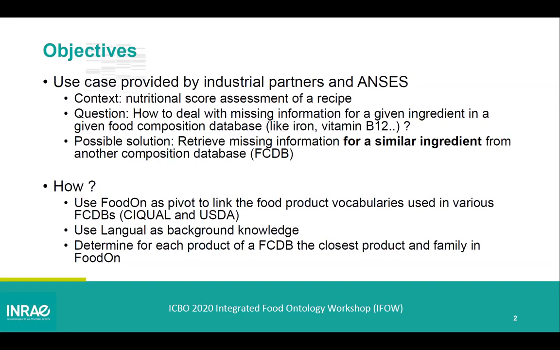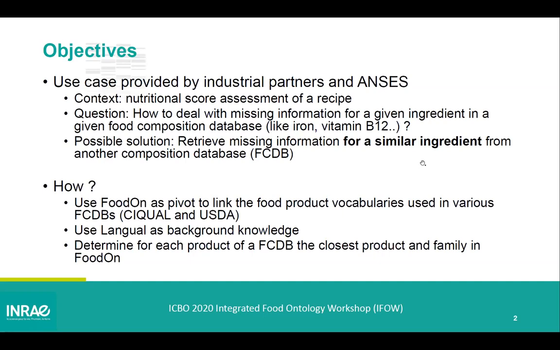And the possible solution we have worked on is to retrieve missing information from a similar ingredient from another food composition database that we call FCDB in my slides. And how do you intend to do that? We use FoodOn as pivot to link the food product vocabularies used in various FCDBs. And in my talk, we have made some assessment with SQL and USDA. And we also use Langual as background knowledge, and we use both sources of information to determine for each product of FCDB, the closest product and family in FoodOn.